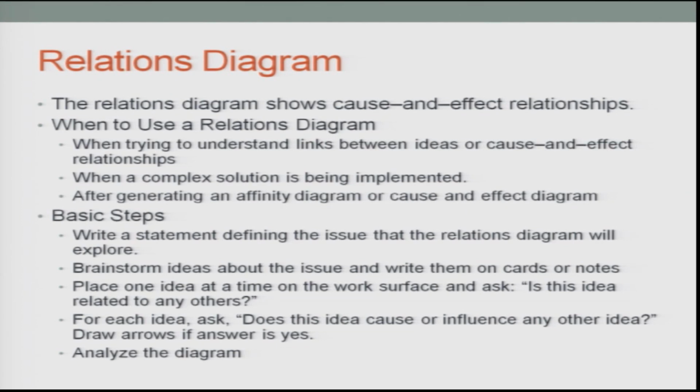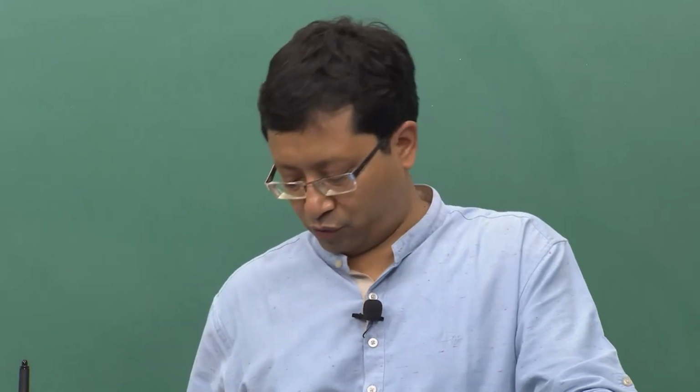For each idea ask: does this idea cause or influence any other idea? If it does, draw arrows in the directions in which they are flowing and try to find out the quantum of influence these ideas or subgroups have amongst themselves. Analyze the diagram and then make a judgment based on both the brainstorming as well as the data which you are collecting from the quantitative point of view.